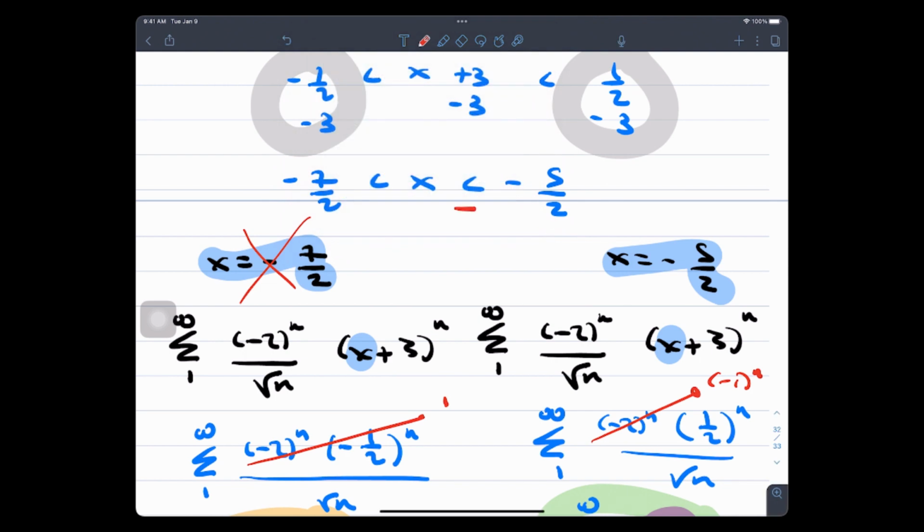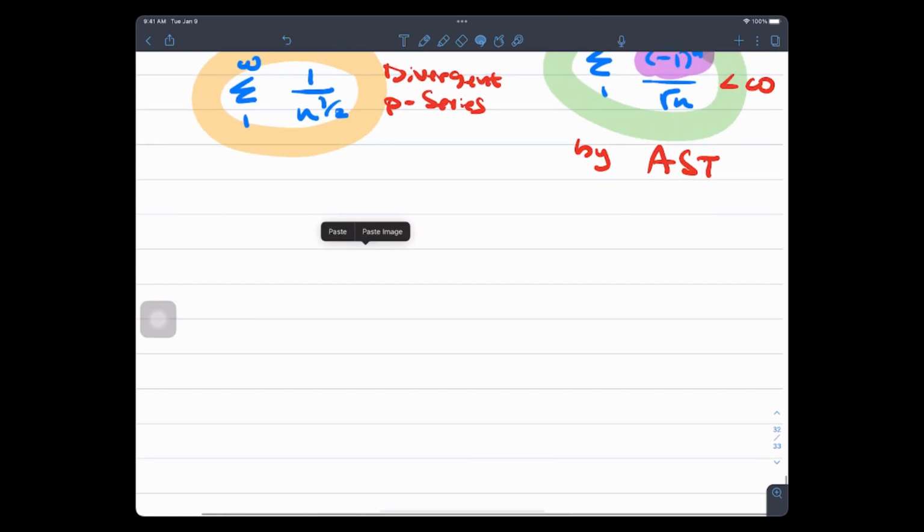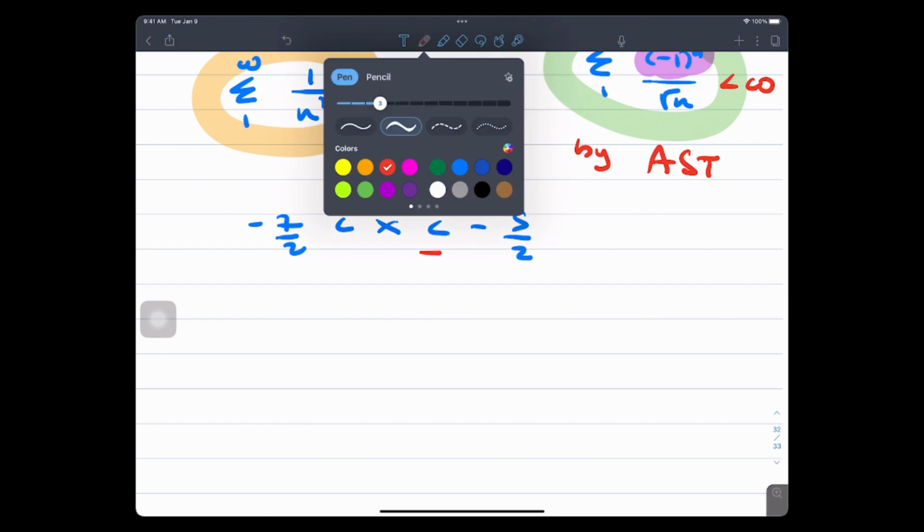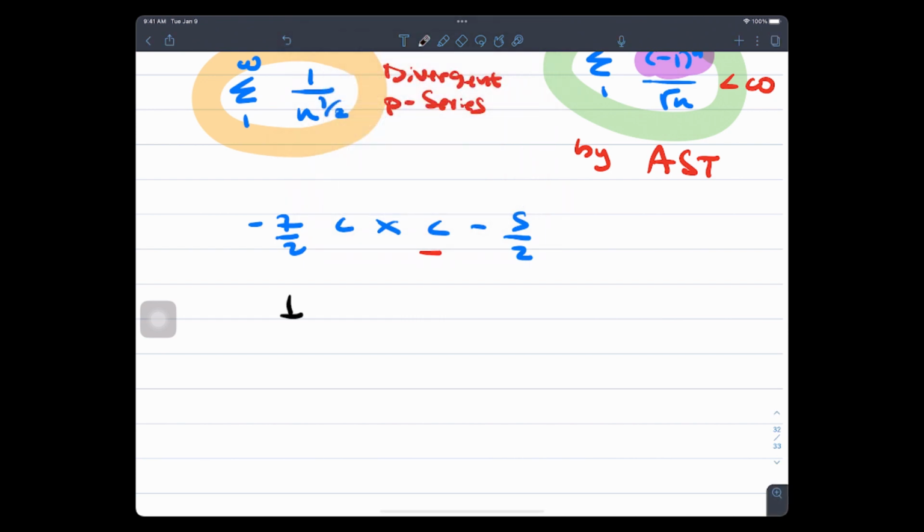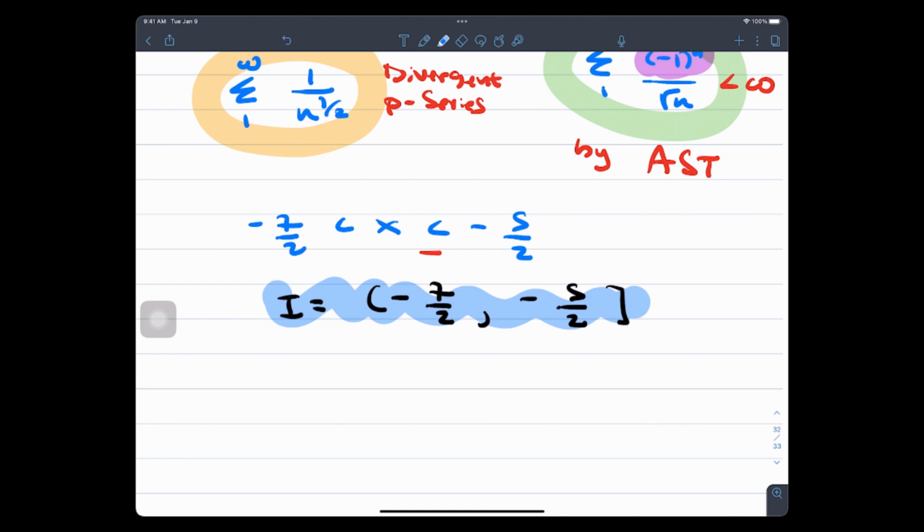So you might say, what in the world does this all mean? Well, this is what it means. Right? Your interval of convergence is an open endpoint at -7/2, but it's a closed endpoint at -5/2. So, you know, that's what they're looking for here.